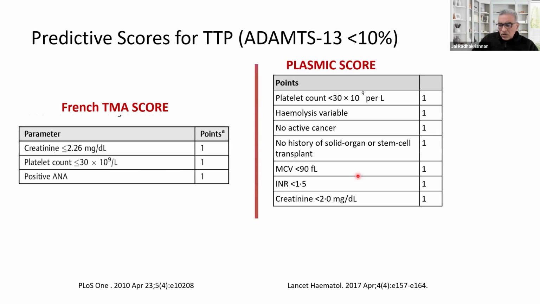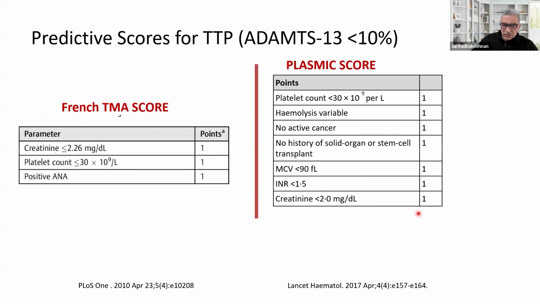There's a slightly more complicated score, and you would need a calculator. And you have a bunch of things: platelet count less than 30, just like here, a variable hemolysis, no cancer, and rule out transplant. You have an MCV that's low, INR, which is intact, and a creatinine under 2. You get 1 point each.